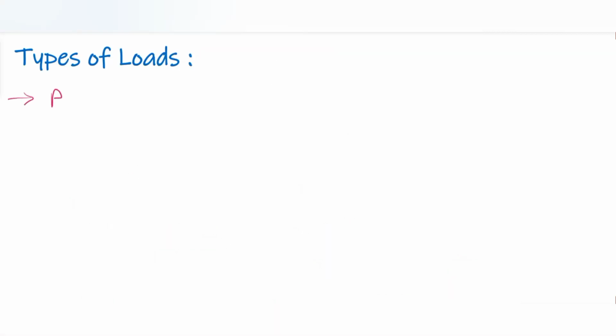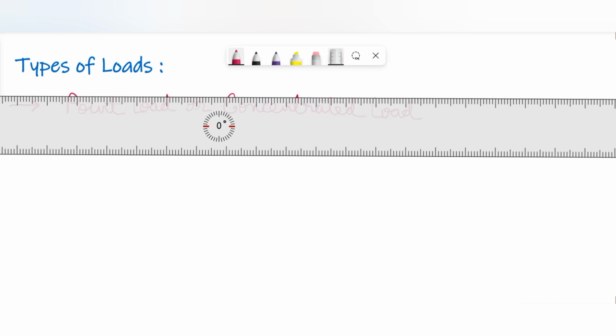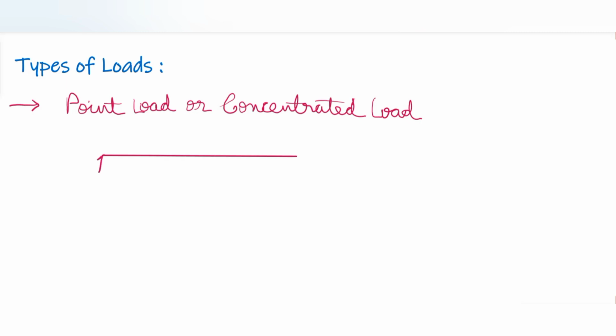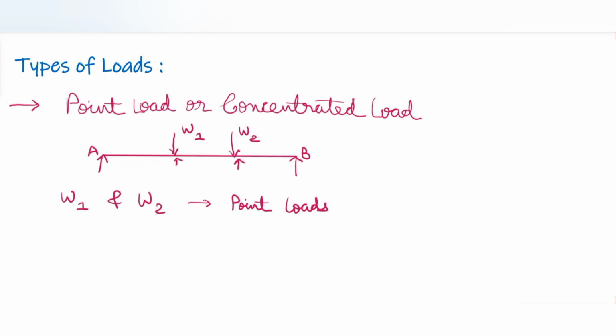Let's see what are the types of loads. We are having three types of loads. The first one is point load, or we call it as concentrated load. I'll just show you with the help of figure. Here this is a beam. We are having two ends where there are supports and the loads are acting, which are W1 and W2. This W1 and W2 we call it as point load or concentrated load. This type of load is just concentrated at one point and that's why it is known as point load.